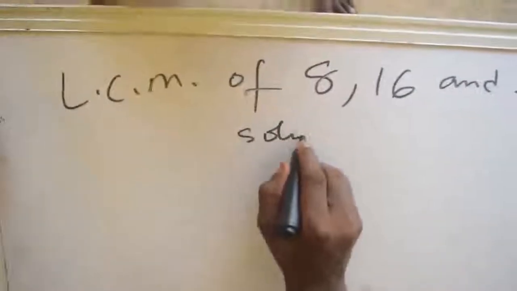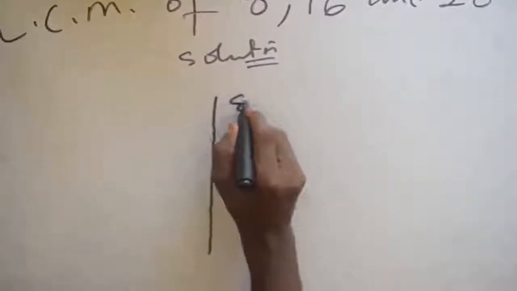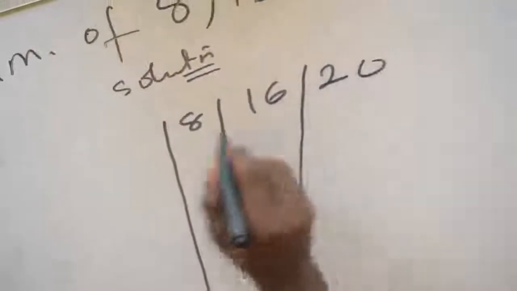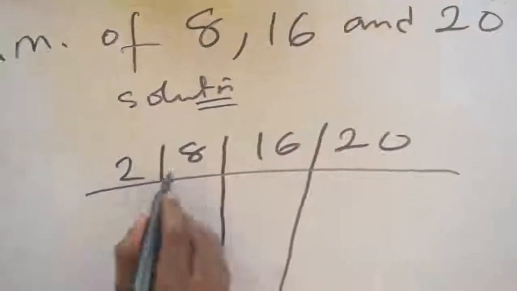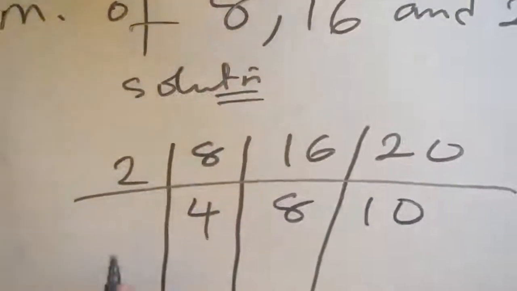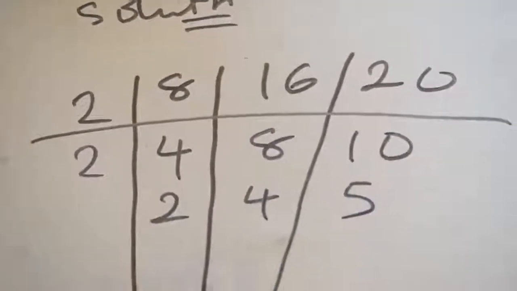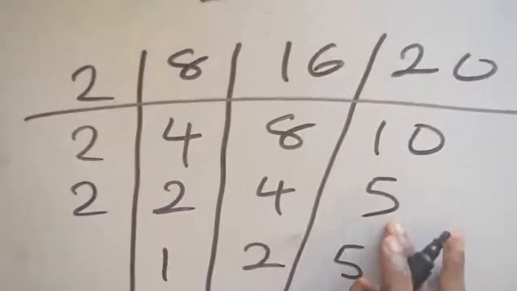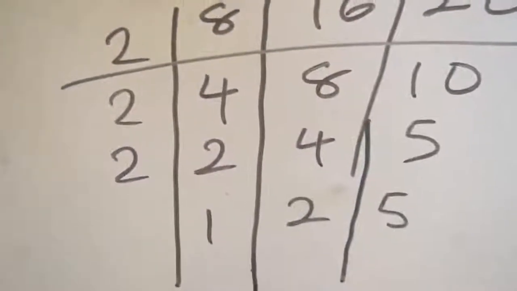So the solution to this, let's see how this one goes. You just draw and put your 8, draw another line and put your 16, draw another line and put your 20. You cross it. What number can divide either of these 3 numbers? 2 can go. 2 here, we have 4, we have 8, we have 10. 2 can go again. We have 2, we have 4, we have 5. 2 can still go. We have 1, we have 2, we have 5. 2 cannot divide 5, so we bring it down. So we write this guy like this.